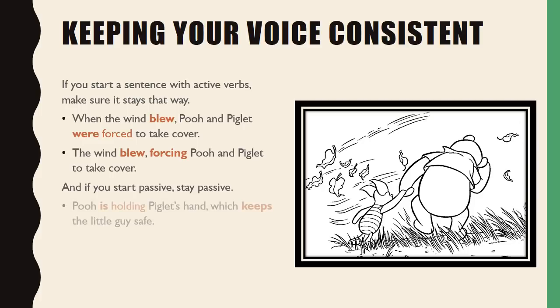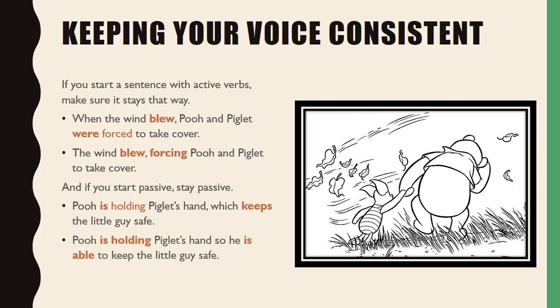In the second case, if we start passive, then we probably just want to stay passive. So if we look at this sentence, Pooh is holding Piglet's hand, which keeps the little guy safe. In the first case, it's passive, is holding. So we've attached a form of to be to holding, and holding becomes secondary. But then keeps is an active verb later on in the sentence. And so if we want to be consistent and we started with passive voice, then we would write it more like this. Pooh is holding Piglet's hand, so he is able to keep the little guy safe. And then you can see how the sentence gets longer and is just a little bit less engaging.